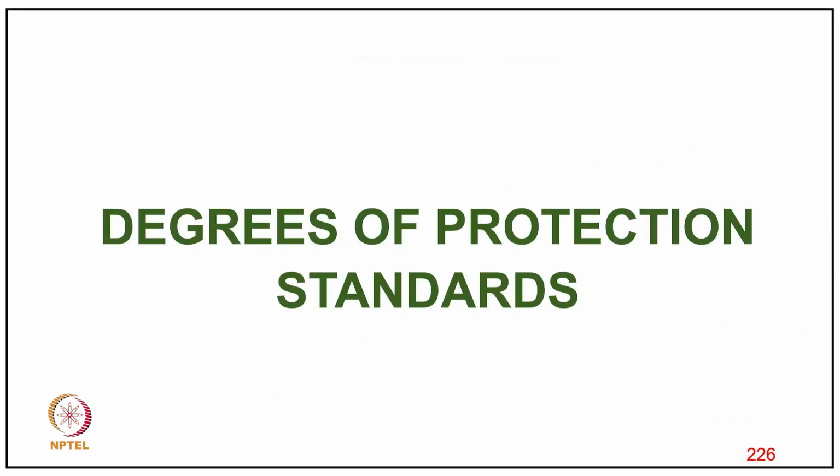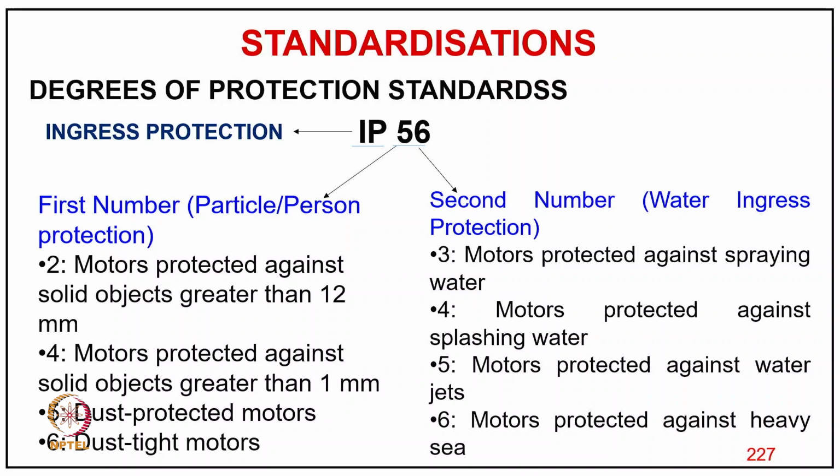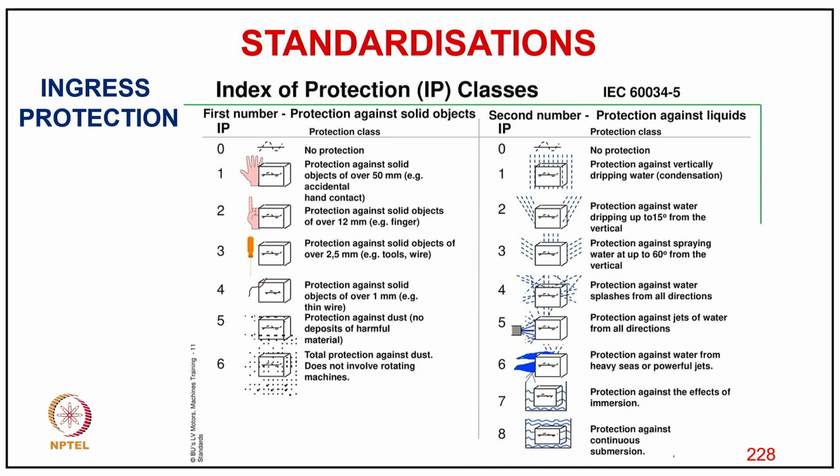So coming to the degree of protection standard, there are different protection standards also, like we call it a typical standard called IP6. The first number is the particle protection: the motor protected against solid objects greater than 12 millimeter, and motor protected against solid objects of 1 millimeter, dust protected motor, dust tight motor. Similarly, the second number represents water ingress protection: motor protected against spraying water, motor protected against splashing water, motor protected against water jets, motor protected against heavy sea. And this is the index of protection classes of different IC 16. These are the standards of how a protection class varies.